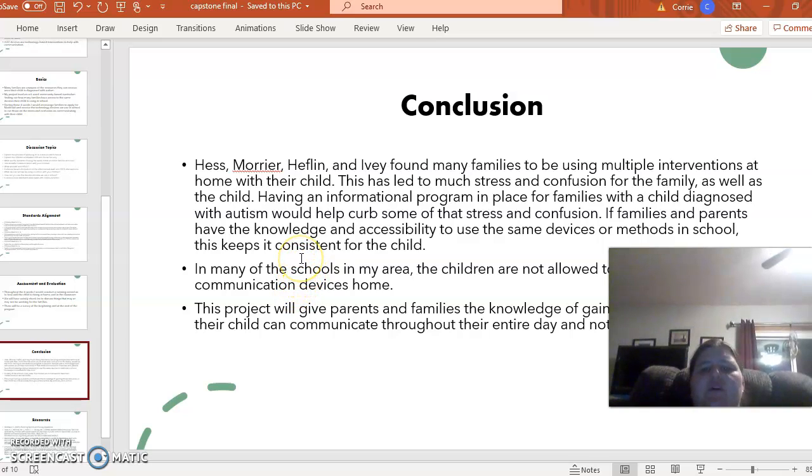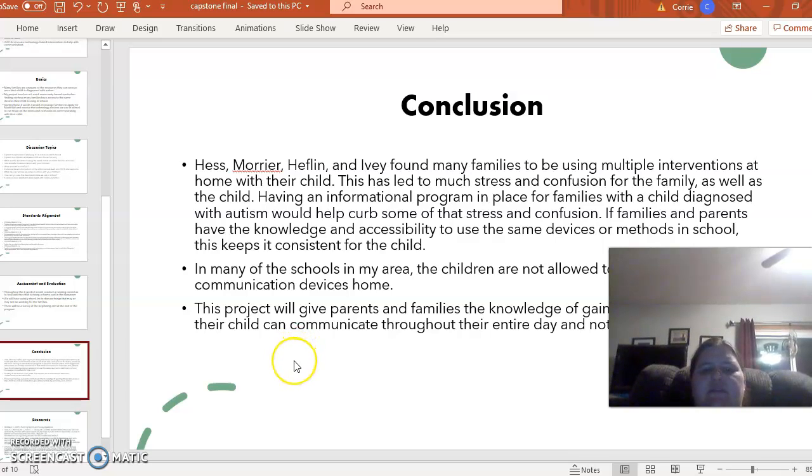And then my conclusion. Some families were using multiple interventions. One of the families I had read about in the lit review was using 47 different communication interventions with their child. That is a lot. It made complete sense why the parents were feeling like everything was spinning out of control. They could not understand what their child wanted or needed, and it put a lot more stress on the family. So it's best to stick to one or two.